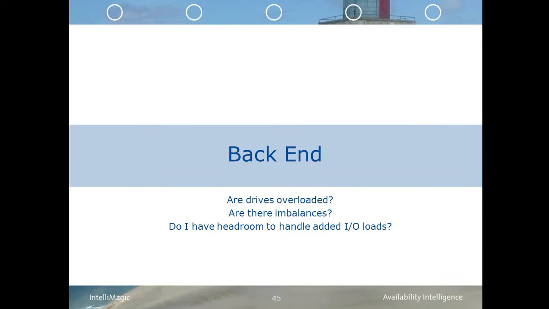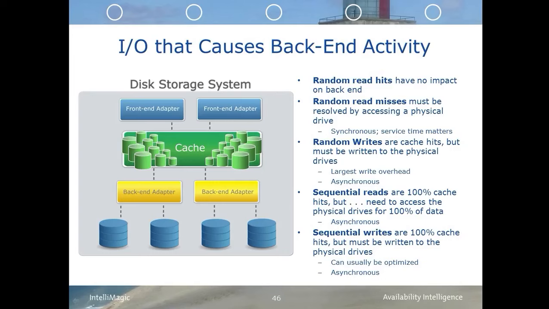Next, we will discuss the back end of the storage system. The back end includes the drives used to store data, as well as the adapters that move data between the drives and the cache. Since drives are often the largest source of latency for an I/O, it is important that they are not overloaded. First, we will consider what kinds of I/O cause back-end activity and whether that activity is synchronous or asynchronous.